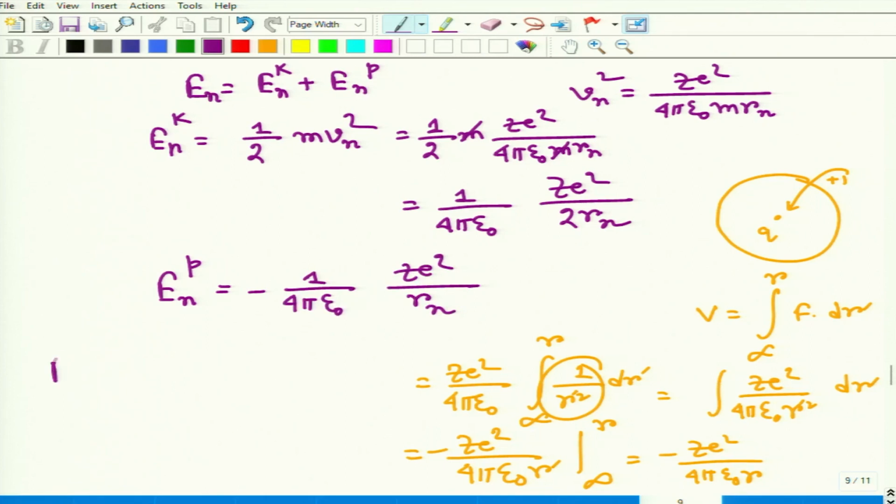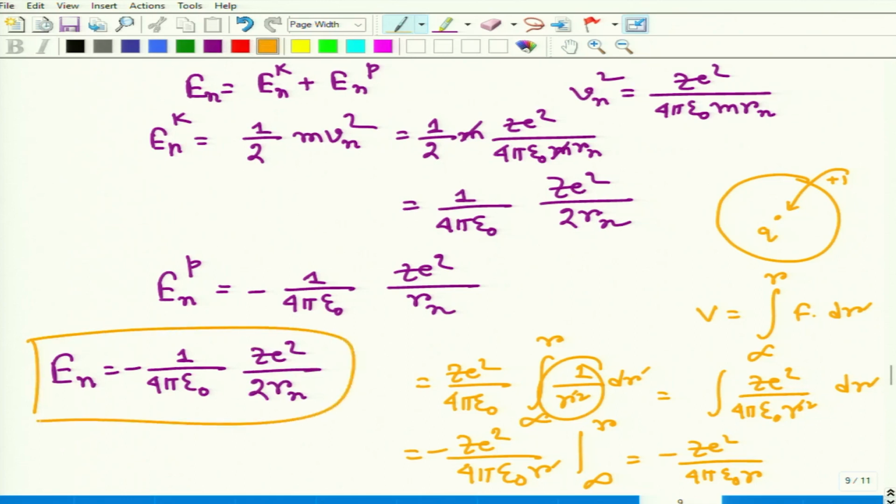Okay, so the total energy will be, we have to sum it. So it will be 1 by 4π ε₀, if we add it, minus Z e² by 2Rn. So this is the total energy.